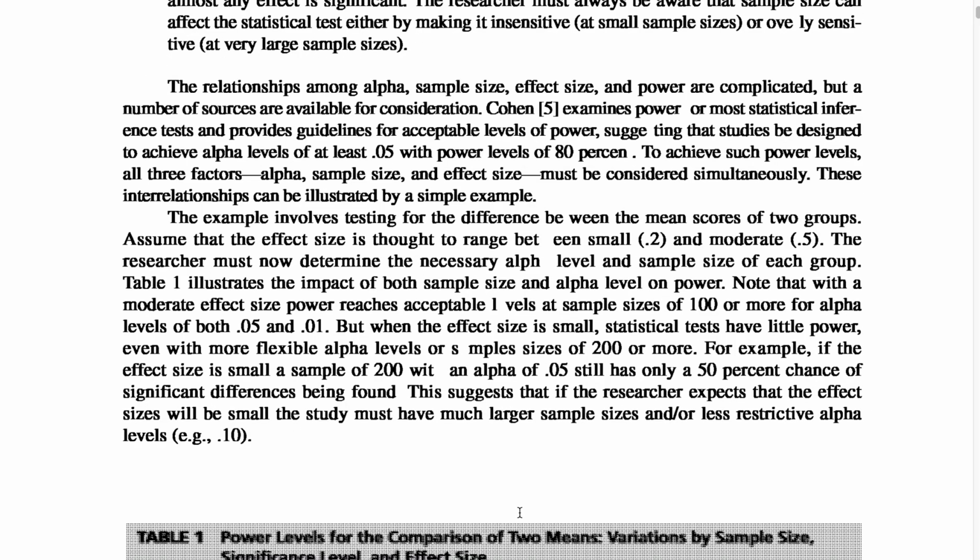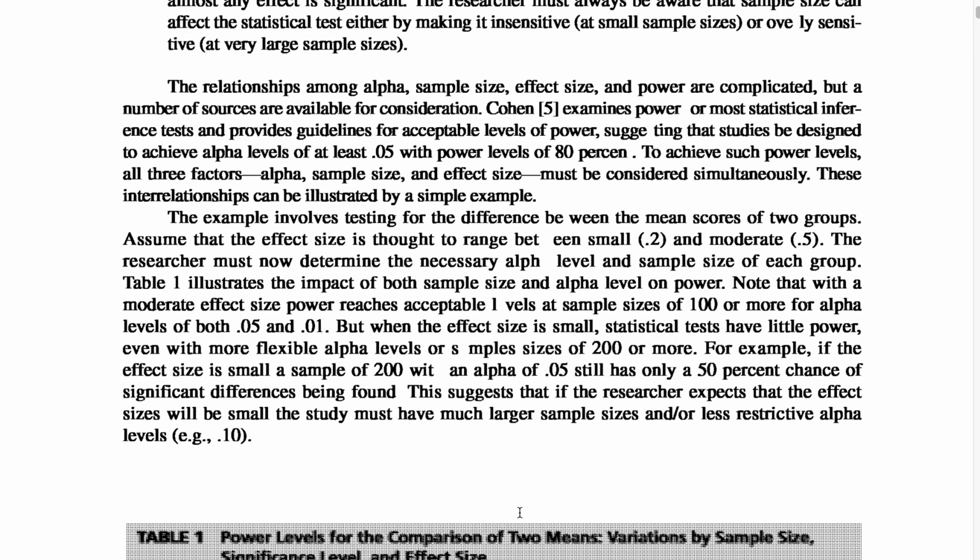The relationship among alpha, sample size, effect size, and power is complicated, but a number of sources are available for consideration. Cohen examined power of the most statistical inference tests and provided guidelines for acceptable levels of power, suggesting that studies be designed to achieve an alpha level of at least 0.05 and a power level of 80%. To achieve such power levels, all three factors, alpha, sample size, and effect size, must be considered simultaneously.